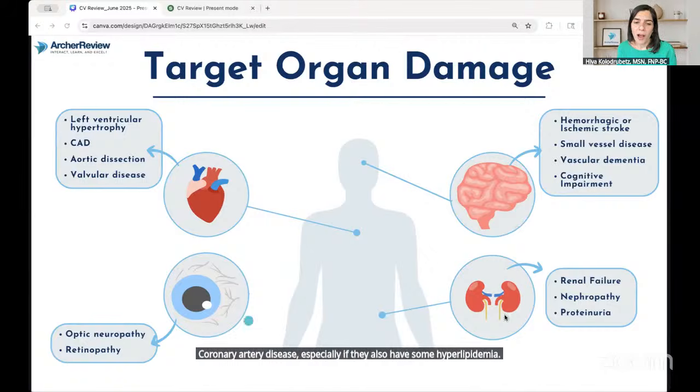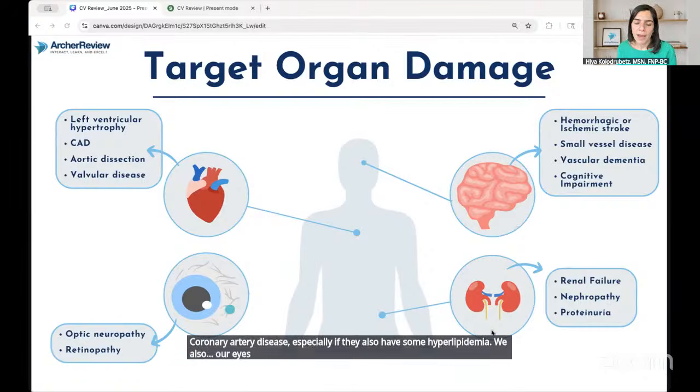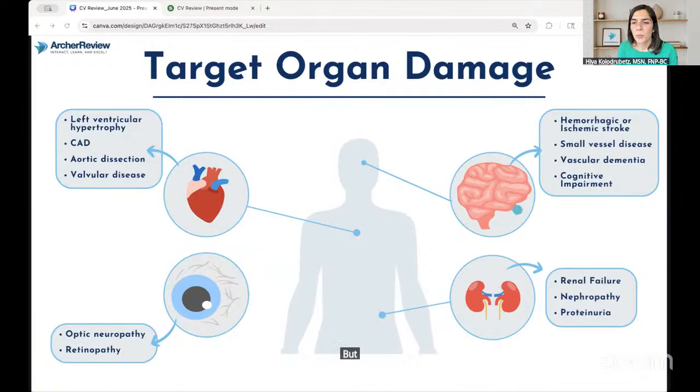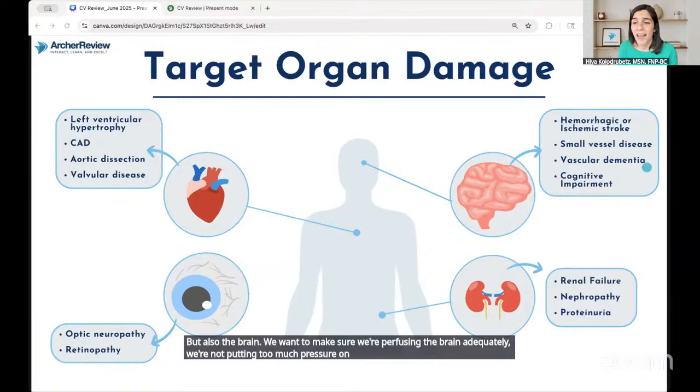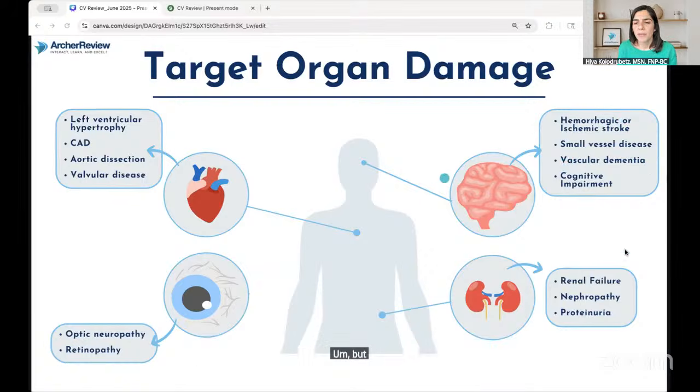We also have our eyes, so a lot of microvasculature in the eyes. So we start to see signs of retinopathy. This is why it's really important for our patients to make sure they're doing those annual eye exams. But also the brain. We want to make sure we're perfusing the brain adequately. We're not putting too much pressure on it, so we're not getting vascular or hemorrhagic dementia, but definitely cognitive impairment due to poor blood pressure control. And again, those kidneys get hit really, really hard.